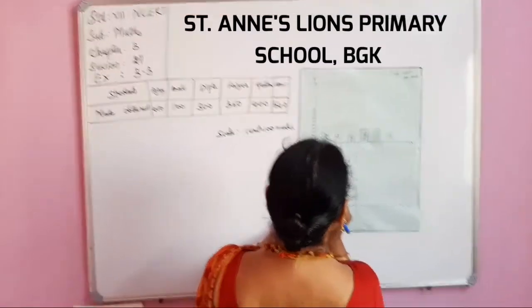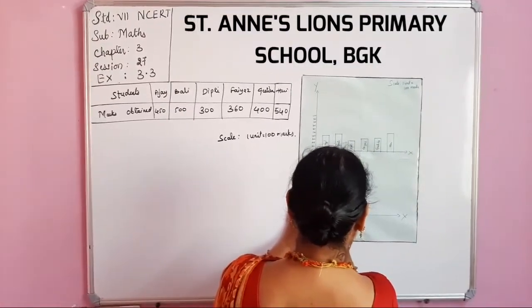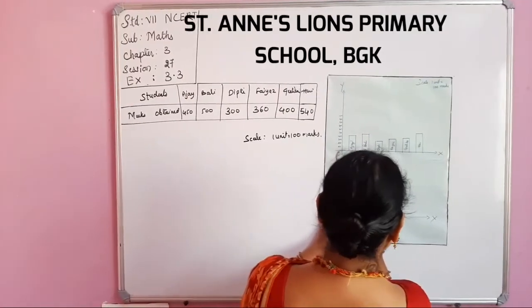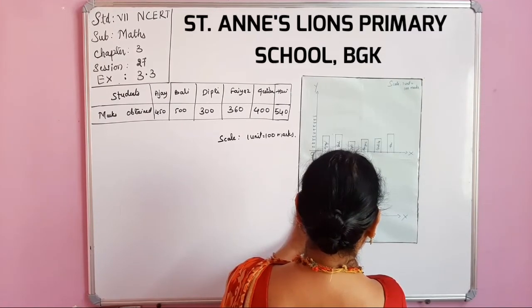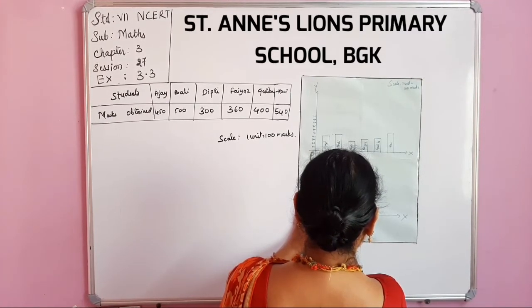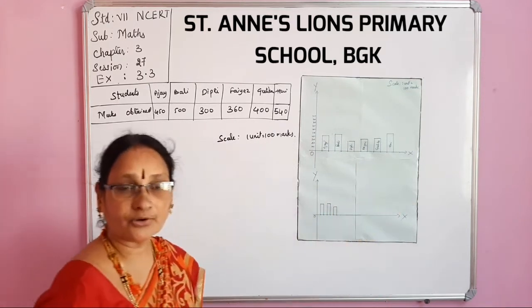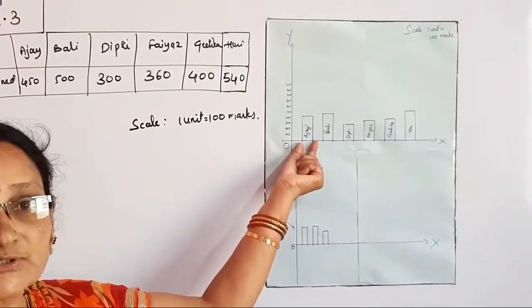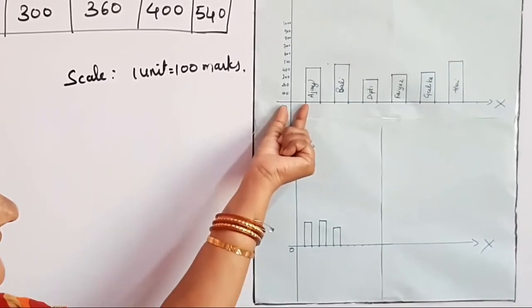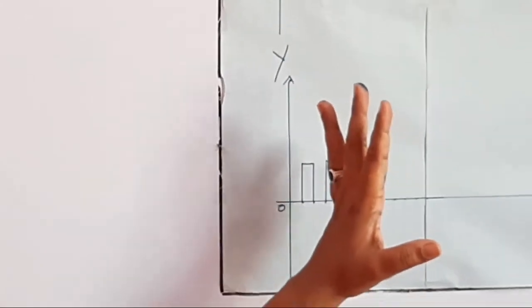Okay. Next, Bali's. Next, Deepti's. This is just for example I am showing you. See, like this also you can continue. Same way you can continue. What I am showing here: here I used 2 centimeter boxes. Width I just increased in order to get clarity of the bar graph.